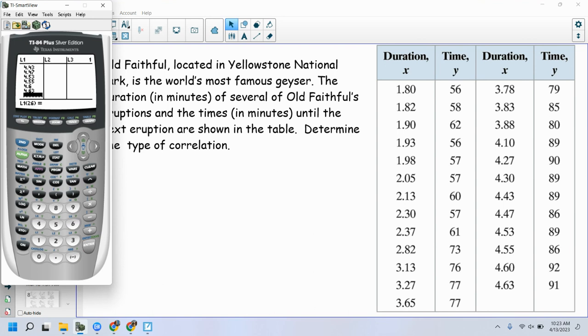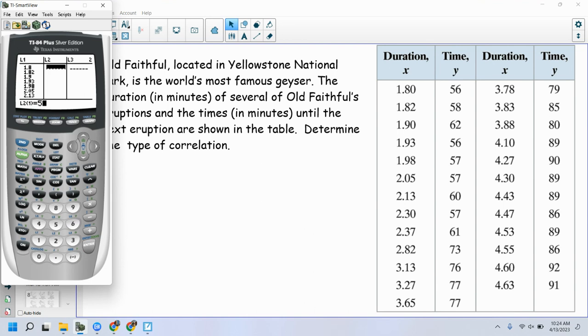Remember that everything must be paired together, right? You cannot separate X values from Y values. You cannot go out of order, right? If I started with this list, now for my Y values, if I went over here and then copied in here, it would be pairing 1.8 with 79. You don't want to do that. You want to keep 3.78 with 79. So I got to go back over to list 2 and start back from the beginning.